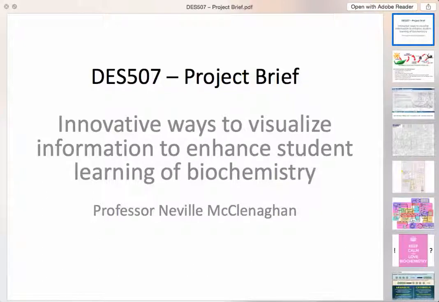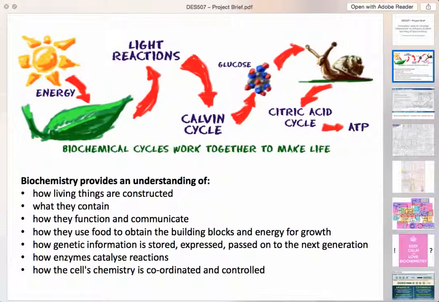Innovative ways to visualize information to enhance students' learning of biochemistry. This project's brief was given to us by Professor Neville. This is a biochemistry cycle working together to make life.